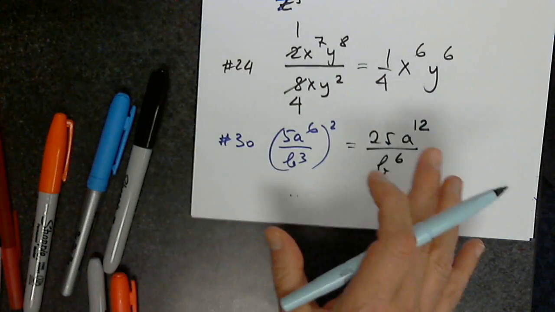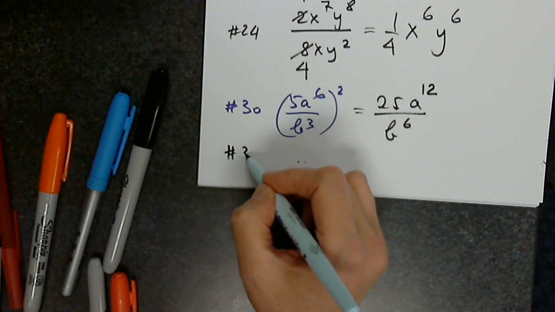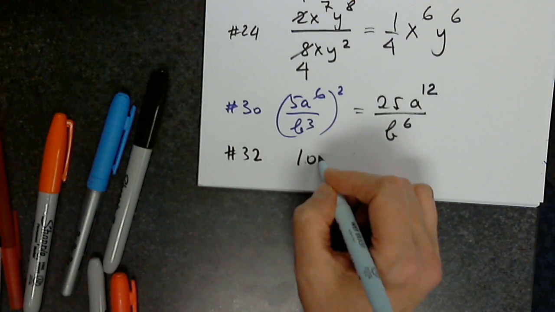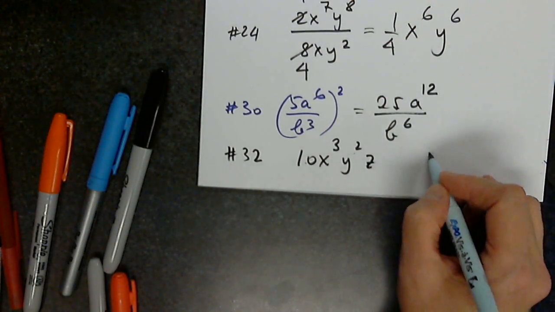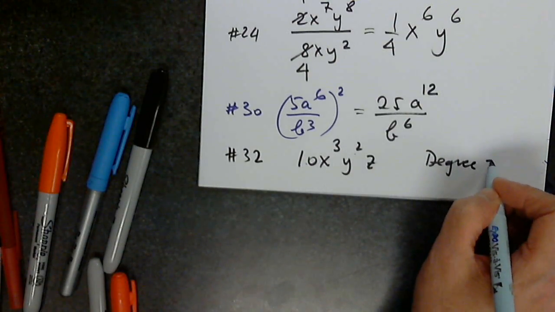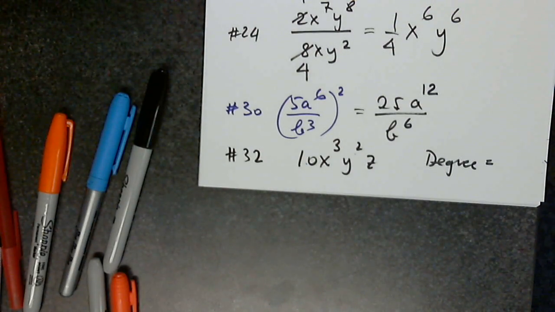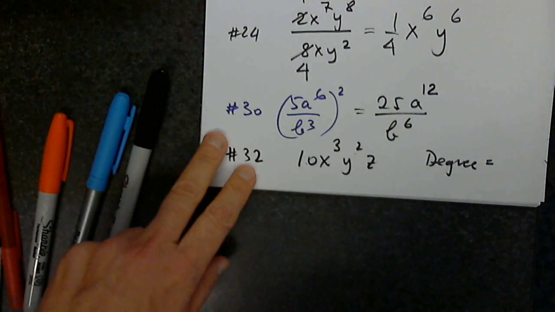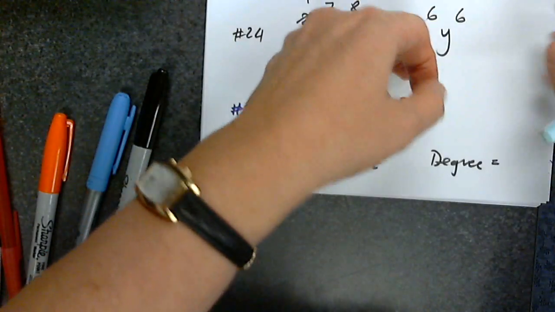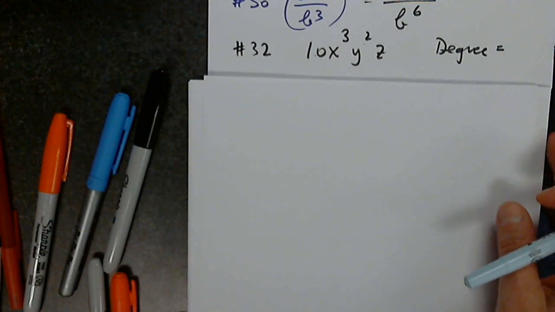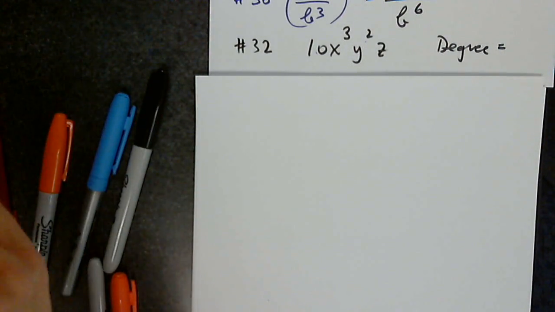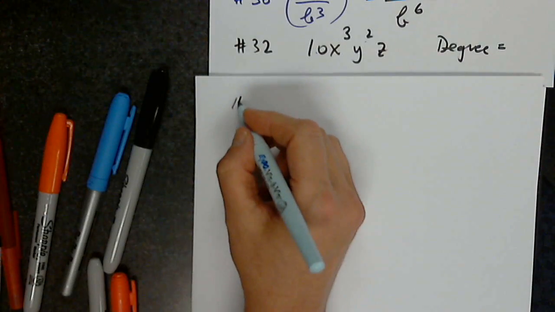We want to determine the degree of 32: 10x to the 3rd y squared z. Here just the degree. Nothing else. And in number 37, the same question.